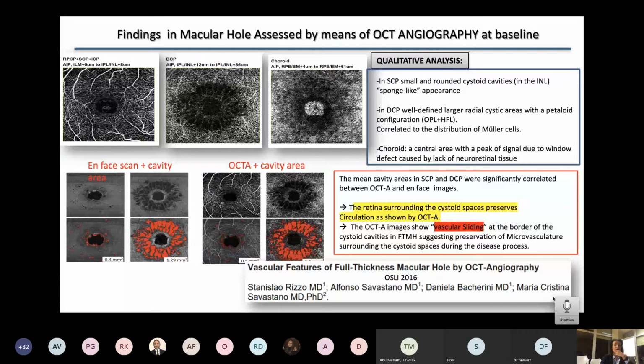of OCTA. We described the presence of cystoid cavities in the deep plexus, and we saw that the mean cavity areas in superficial and deep plexus were significantly correlated between OCTA and ANFAS images. And OCTA can show us that the retina surrounding the cystoid spaces preserves circulation, showing a vascular sliding. And this is important because this suggests that in full thickness macular hole, there is a preservation of microvasculature surrounding the cystoid spaces during the disease process.